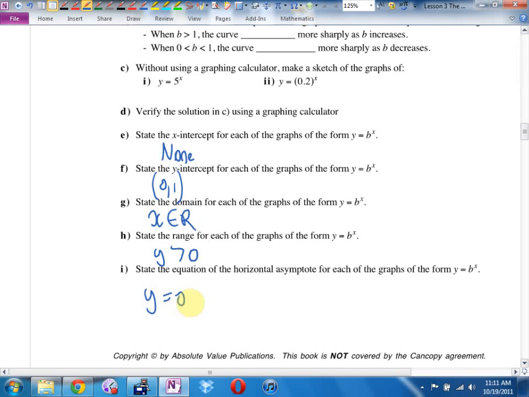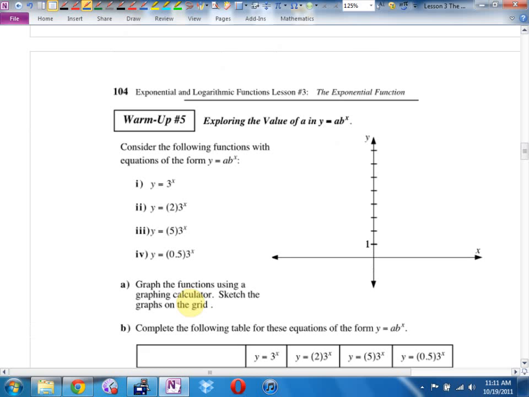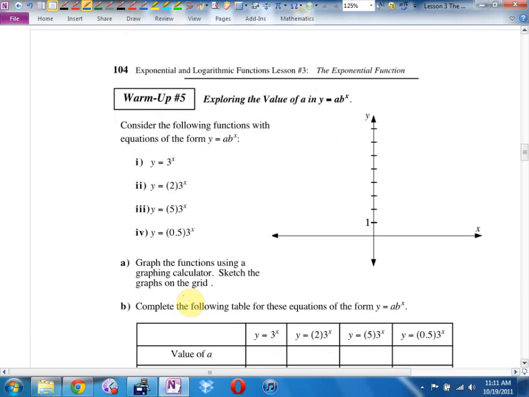Warm-up number 5 wants us to explore what happens when you put an a in front. I already know, that's a vertical stretch. So if normally my y-intercept is 0, 1, what would the y-intercept of this one be? What's my vertical stretch right here? It's a vertical stretch by a factor of 2. It would be 0, 2. In fact, turn the page. Page 105. This is the page we want to be on.